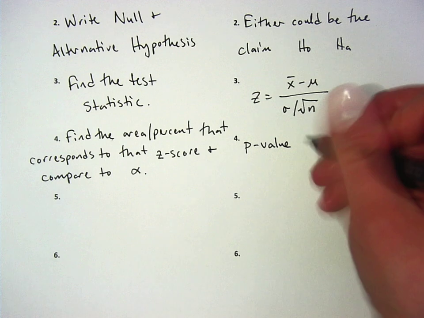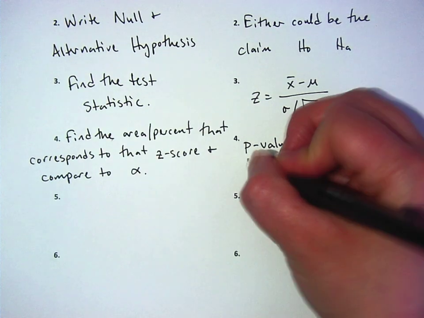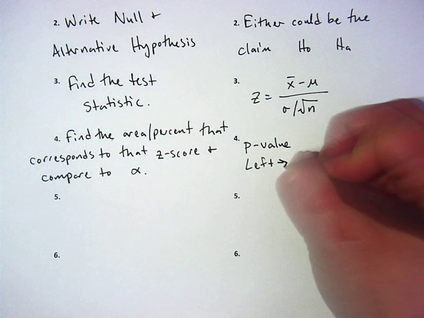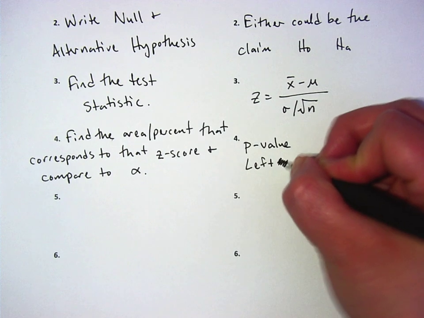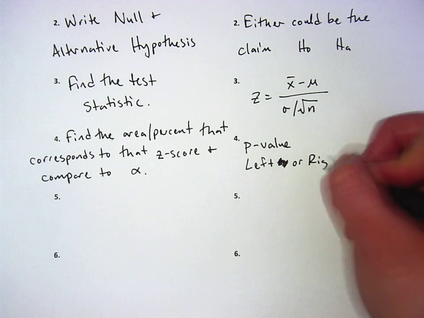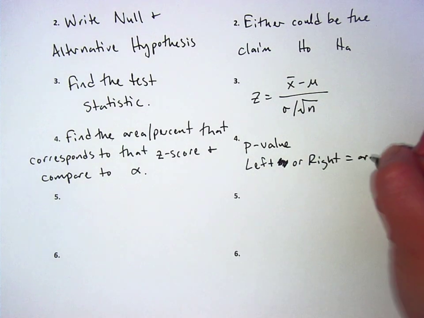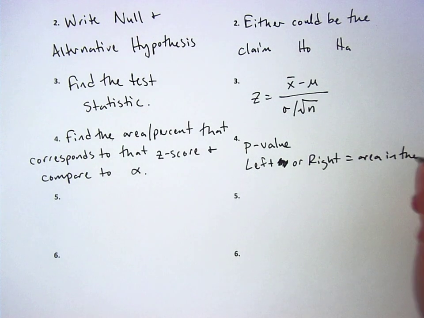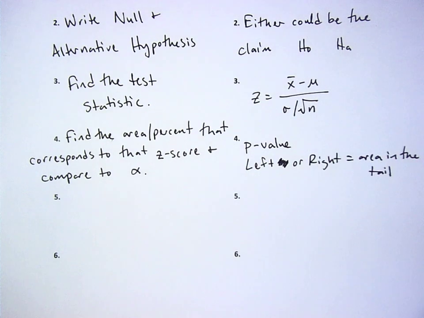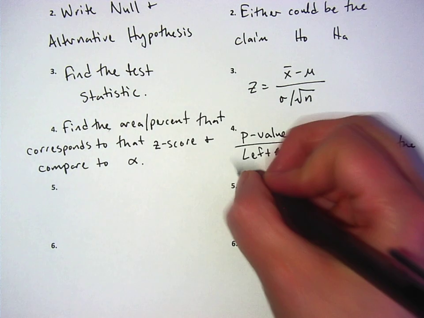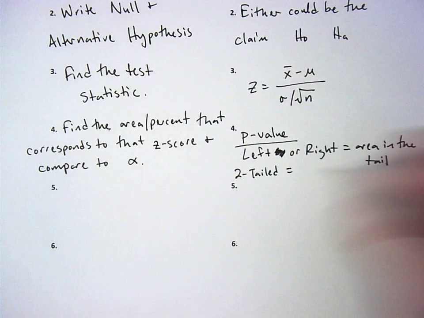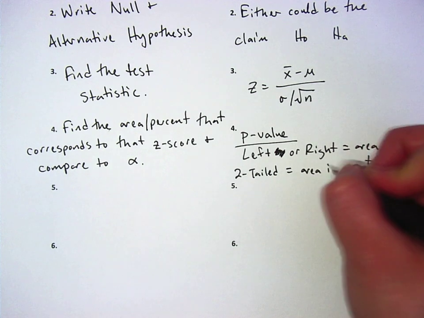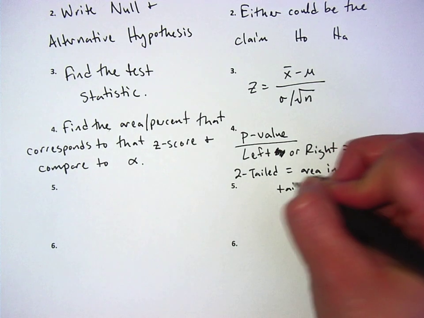Your p-value, if it is a left-tailed or right-tailed test, is equal to the area in the tail. If it's a two-tailed test, it's equal to the area in one tail times 2.